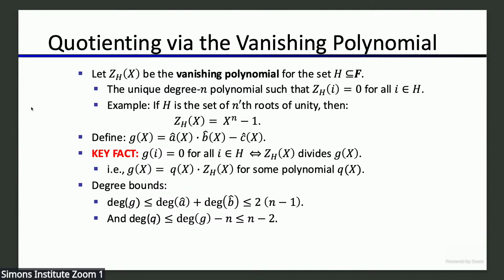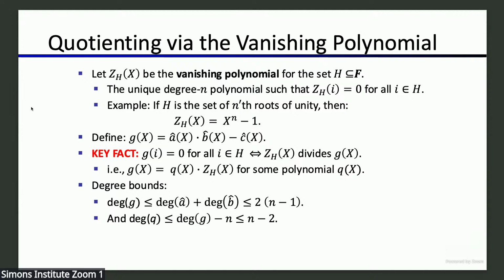Now let's consider what we call the vanishing polynomial of the set H. This is just the polynomial that maps everything in the set to 0 and nothing else to 0. So if the set is the nth roots of unity, if you're working in a field that has nth roots of unity, this vanishing polynomial is just x to the n minus 1, right? Because this exactly kills the nth roots of unity.